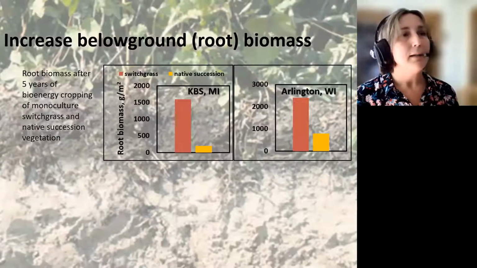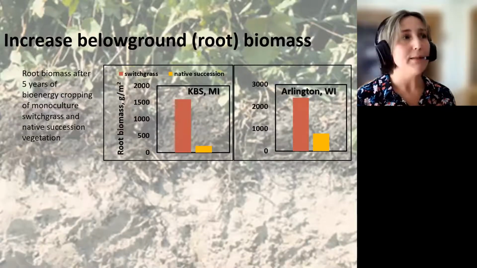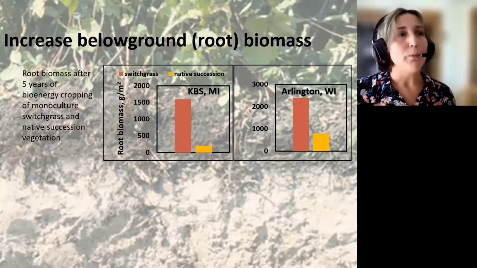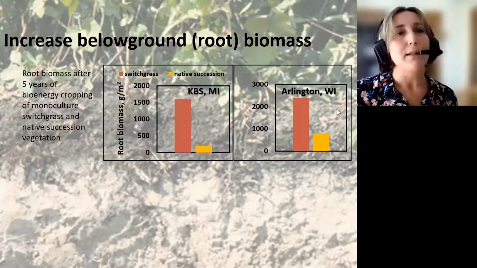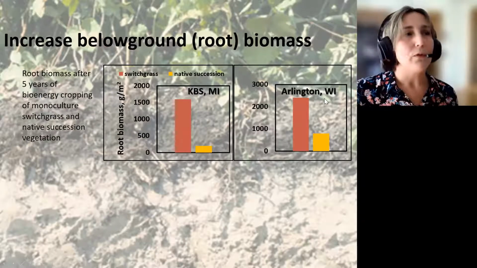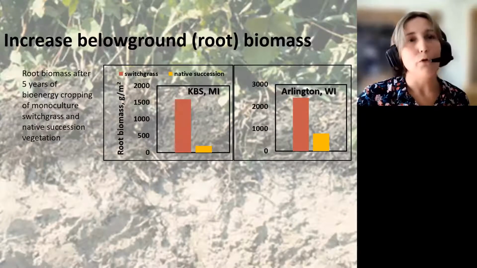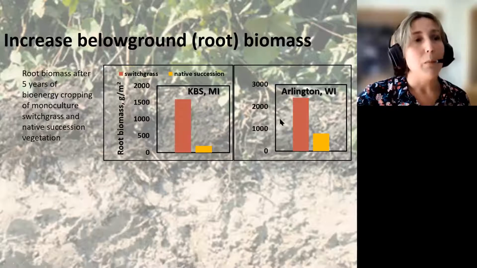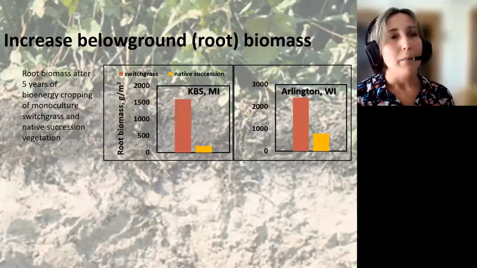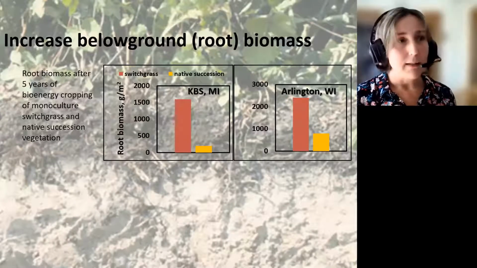So what this first set of graphs shows is the root biomass from those two systems after 5 years of them being cropped in Michigan at Kellogg Biological Station and in Wisconsin. And you can see that in both of those sites, switchgrass root biomass is just incomparable to what those old field plants produce. It's tons of root systems. Again, many of you are probably aware of how massive that root system of switchgrass can be.